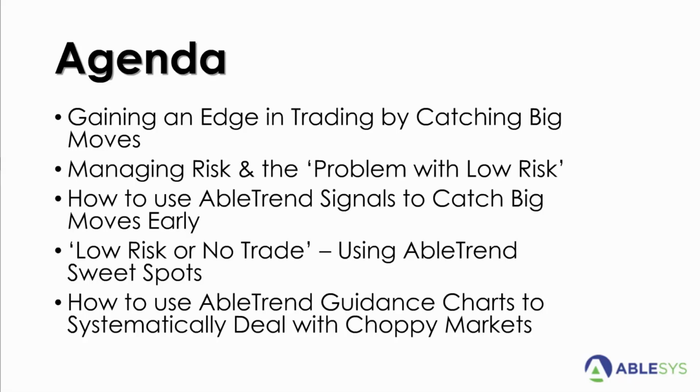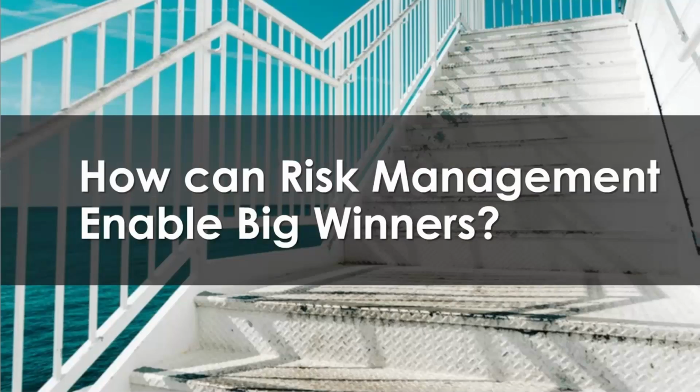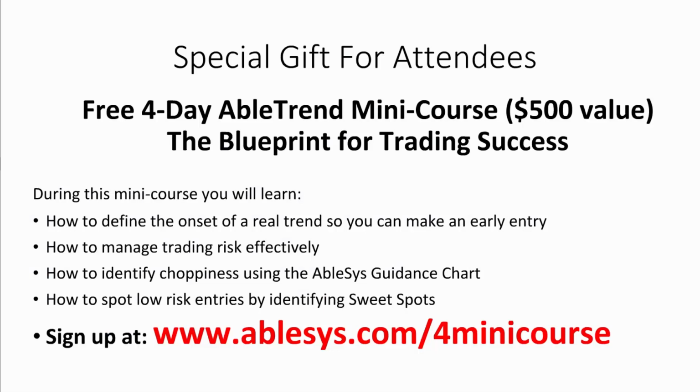And we're going to use the guidance chart in some really choppy markets where anybody would have got killed and beat up. But you'll see what I mean when we show some no trade zones, because half the time with AbleTrend is that we just don't have many trades. That's what you want. You don't want to be trading in a choppy market.